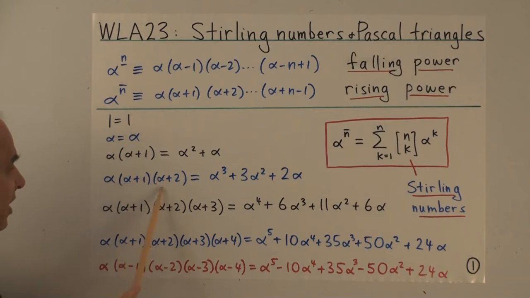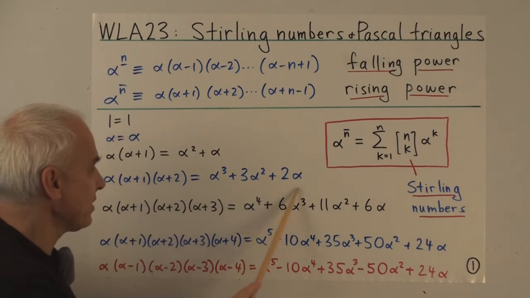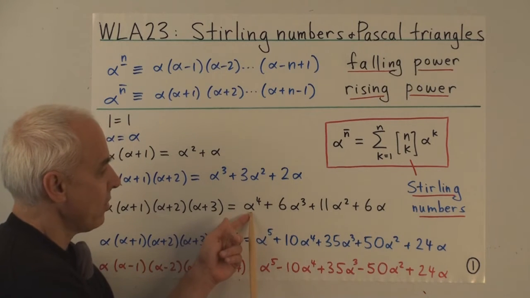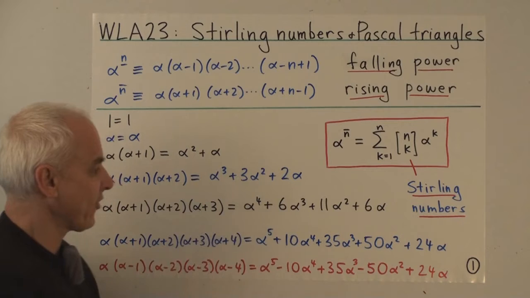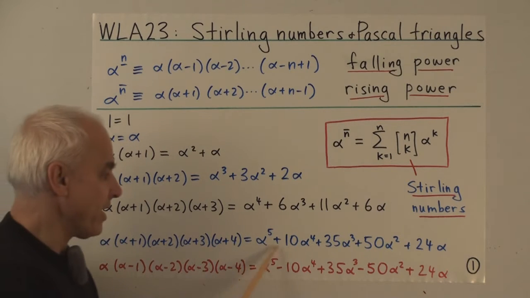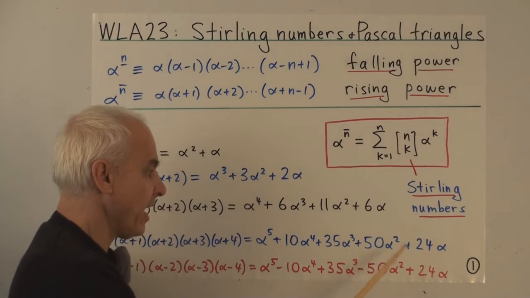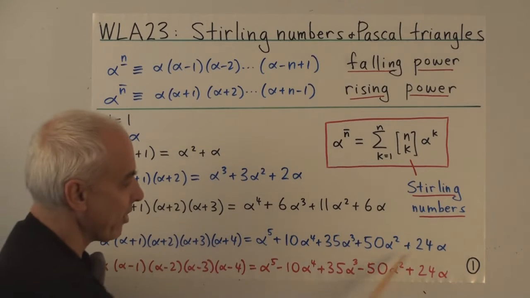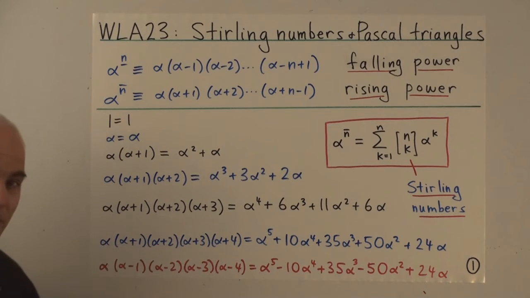Alpha times alpha plus 1 times alpha plus 2. You expand it out, you get alpha cubed plus 3 alpha squared plus 2 alpha. Here's alpha to the 4 rising. We get coefficients 1, 6, 11, and 6. And here's alpha to the 5 rising. We get coefficients 1, 10, 35, 50, and 24. So there are interesting numbers that are appearing here. And of course, we can carry on. We're interested in the sequence of rising powers.